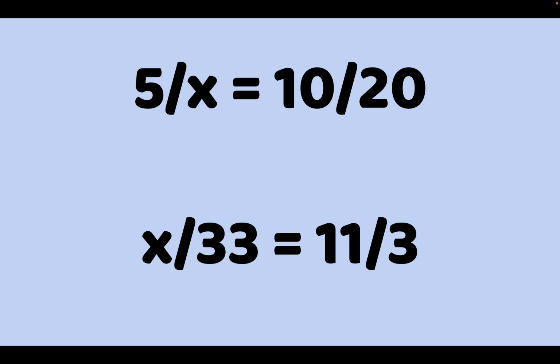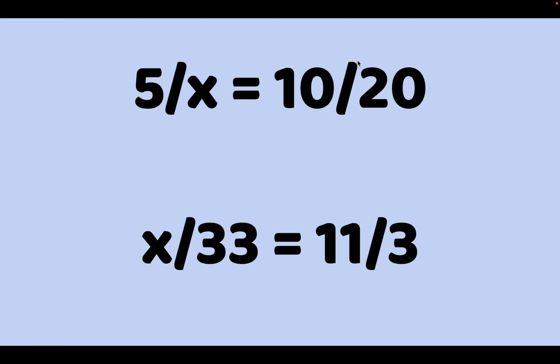Next, here are some proportion problems that I grabbed from the textbook and made some up on my own. So 5 over x equals 10 over 20. So how do we find x? Well, we can see that we can cross multiply, of course. So 5 times 20 equals 100, and x times 10 has to equal 100. So 100 divided by 10 equals 10. So we know that 5 over 10 equals 10 over 20.